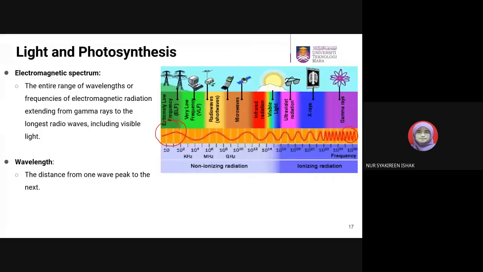So kalau untuk fotosintesis, kita hanya concentrate dekat visible light ni. Okay, so visible light, as you know, it consists of the range of wavelength that produce the 7 colors of the rainbow tu kan. So the 7 colors of the rainbow, ada 7 color tu, they have different wavelength and also energy.